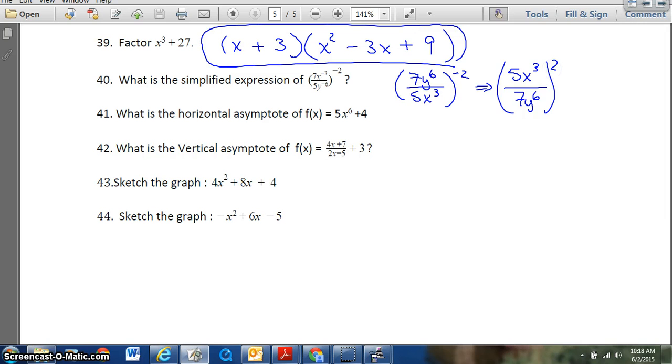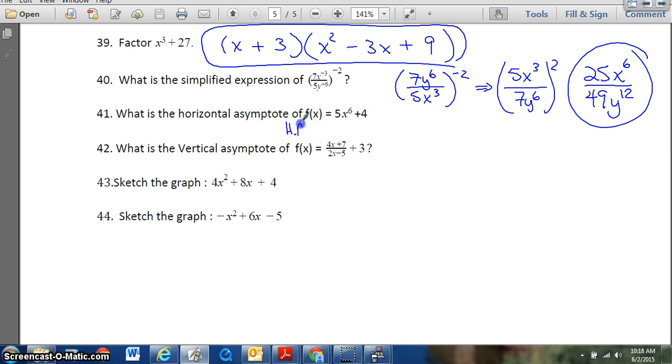So now I'm going to square. So I have 5 squared, which is 25. X is 6. Power to a power we multiply. 7 squared is 49. 6 times 2 is 12. There's your final.